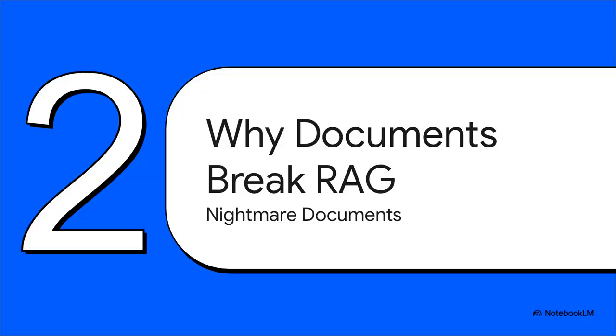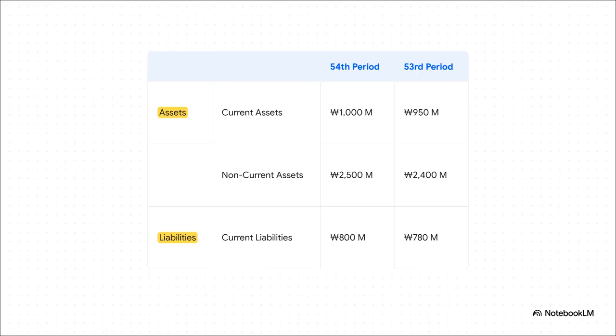So what does one of these AI-breaking documents actually look like? Let's take a look at a few nightmare examples that are probably sitting on your company's server right this very second. First up, we have the dreaded complex table. You and I can look at this and instantly get it. We see the nested headers, the merged cells, and we understand how it all relates. But an AI tries to read this line by line, and what it gets is just a jumbled mess. So if you ask it a simple question like, hey, what were our assets back in the 54th fiscal period? It's got no chance. It just sees a soup of words and numbers.